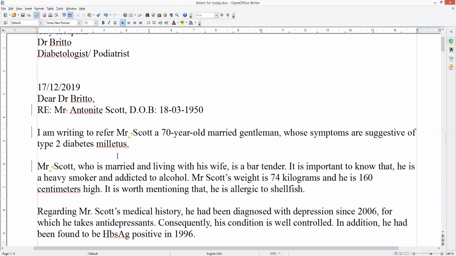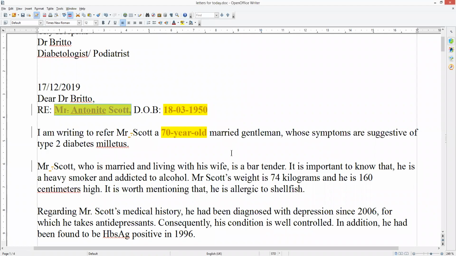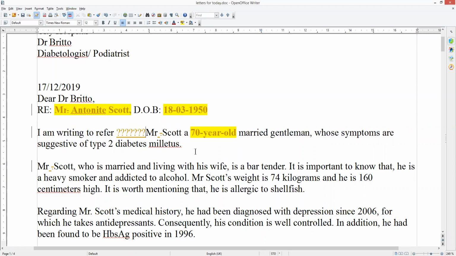Okay, "Writing to refer Mr. Scott, 70-year-old." Well, we can see that from the DOB, so we don't really need to include that. He's married. Is that relevant to what you're going to be asking? Maybe not. Gentleman, maybe he's a gentleman, maybe he's not, but still, Mr. Scott. So we have all these things which we don't actually need in the introduction. "I'm writing to refer Mr. Scott" for what?